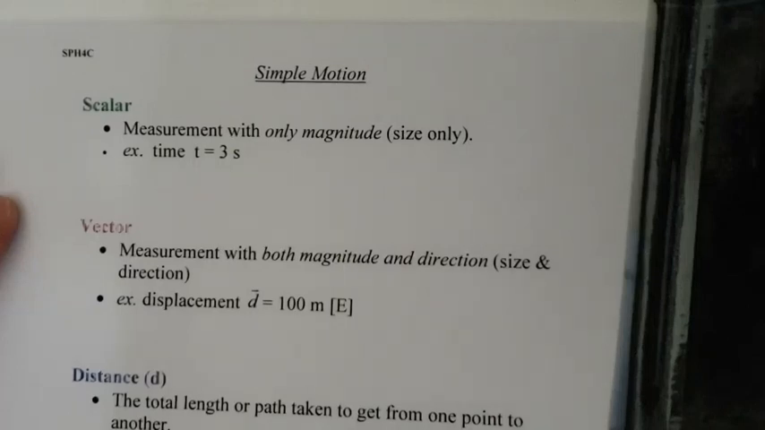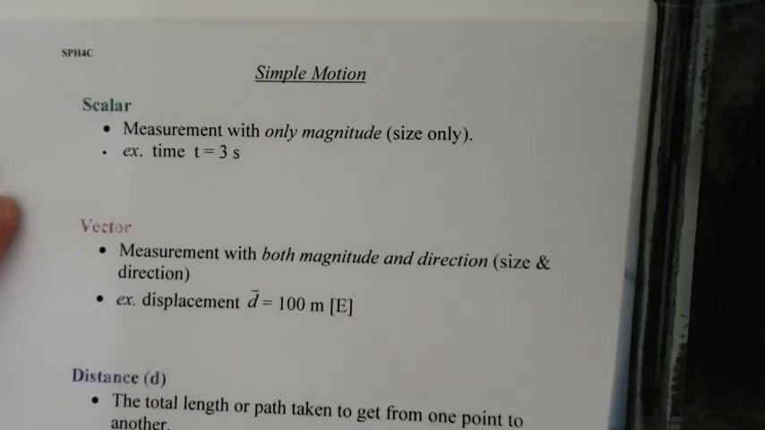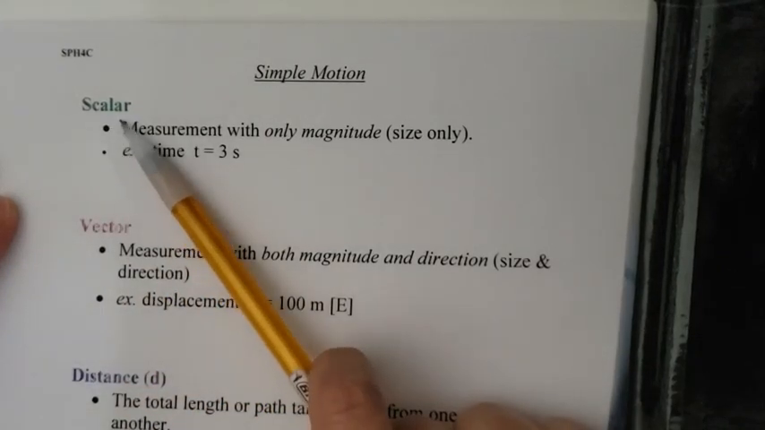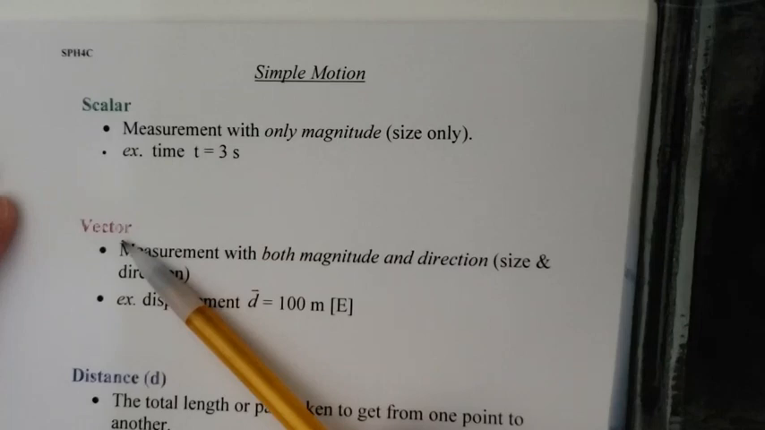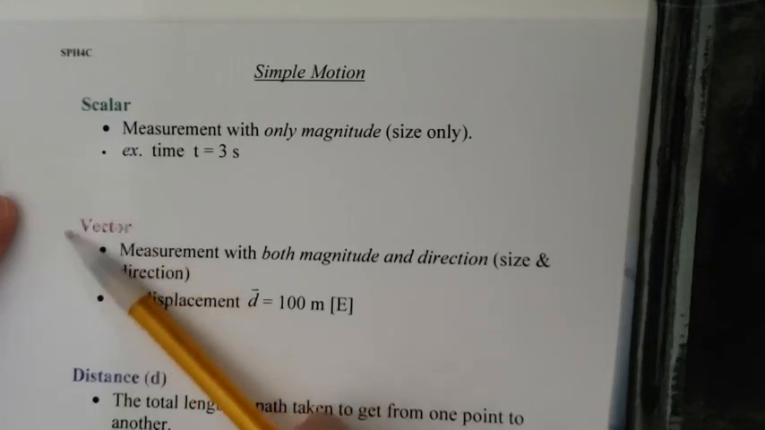We're now going to start learning some physics. So our first note is called simple motion. And there's two kinds of quantities that we're going to deal with. We have scalar quantities and vector quantities. And the big difference between the two of them is with a vector quantity, we care about what direction we're going in. So direction is important with a vector quantity.